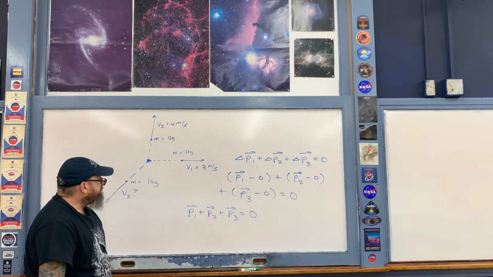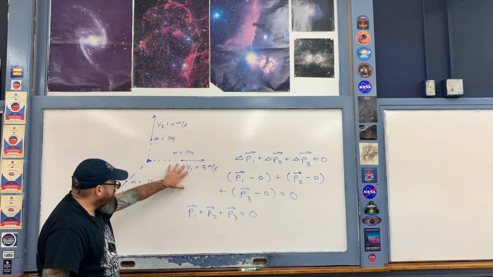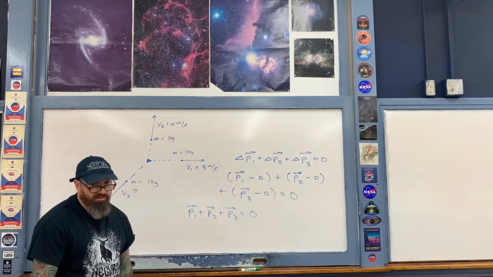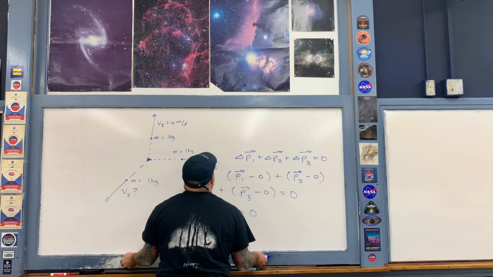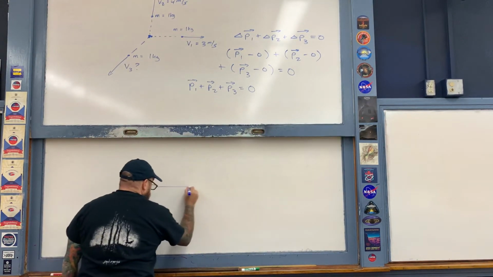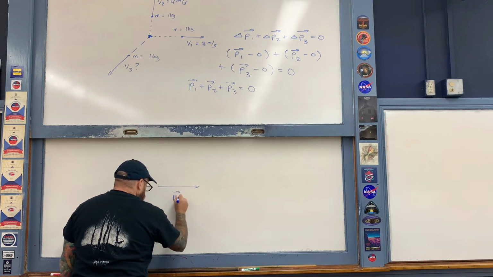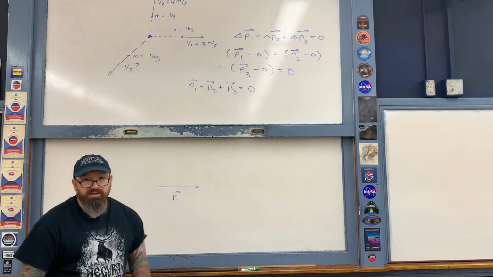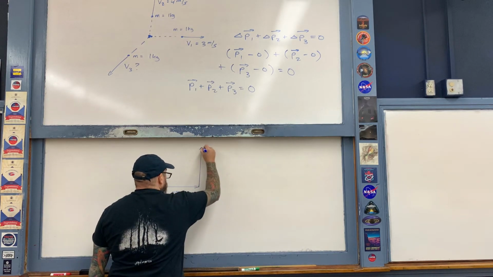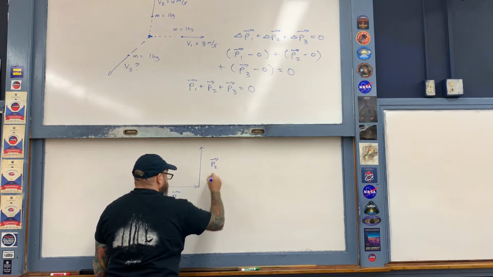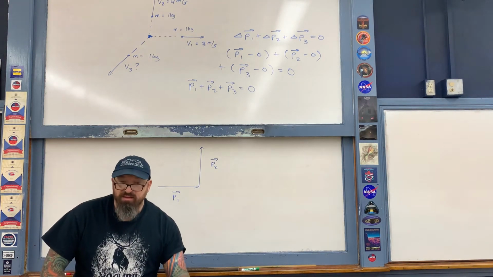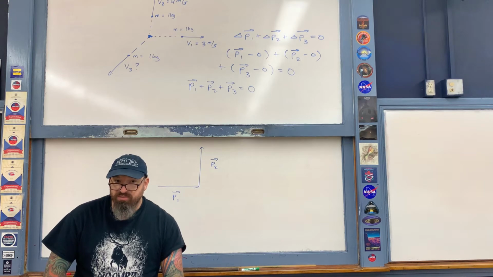So let's take a look at the first two momenta that were given. Right here is the P1, right here is the P2. Let's begin to add those together. Okay, so I have right here P1. And then using the tail to tip method of vector addition, I'm going to add to it P2, like so. However, when I add in P3, the sum of the three vectors has to be 0.